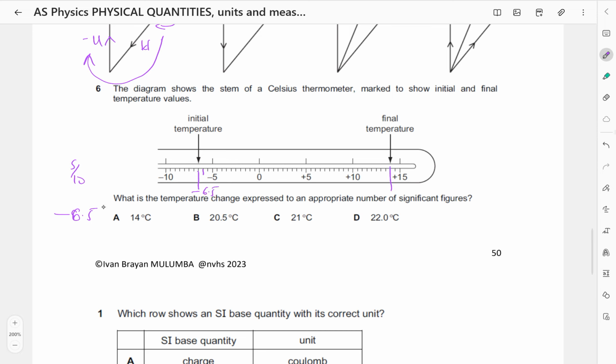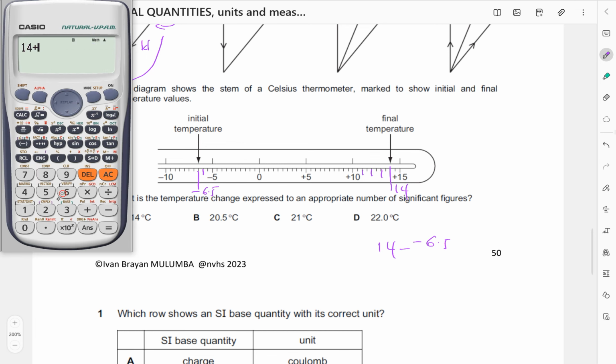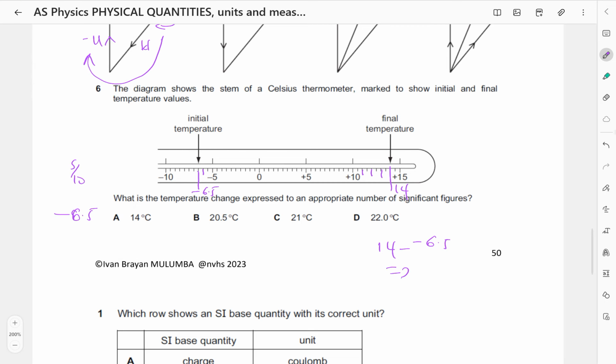And here, this is 10, 11, 12, 13, 14. So that is 14. So we want the difference in temperature. So the difference is going to be 14 minus negative 6.5, which gives us 14 plus 6.5. That is 20.5. So that is 20.5 degrees Celsius. So the answer is going to be B.